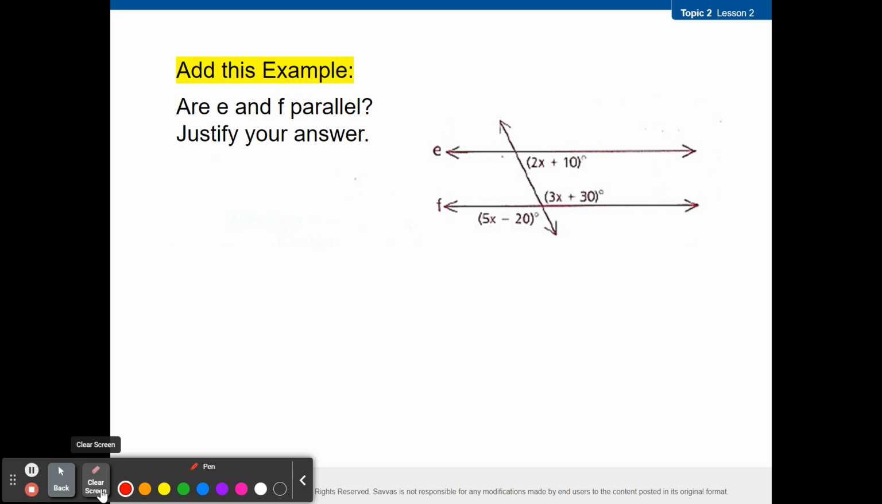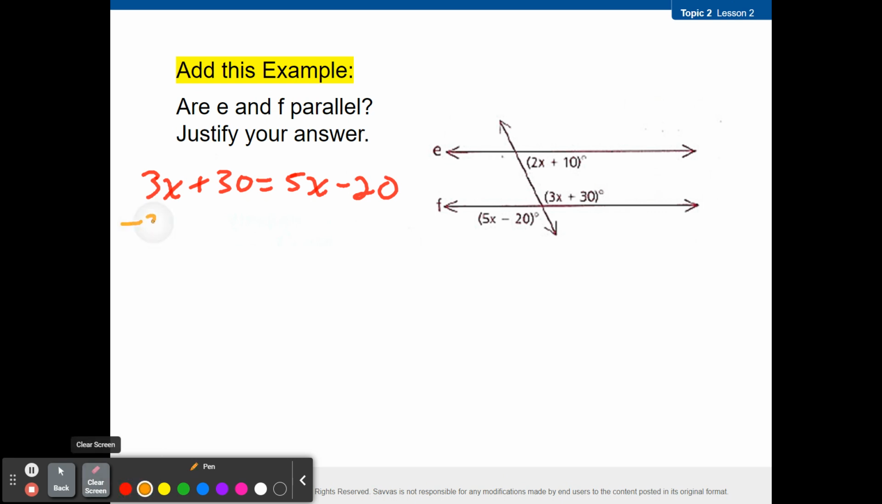Okay, so what is a guarantee? Who can tell me? What's a guarantee? Yeah, good. The vertical angles, those are guaranteed to be congruent. So that's what I'm going to use here. So I'm going to take 3x plus 30 equals 5x minus 20.